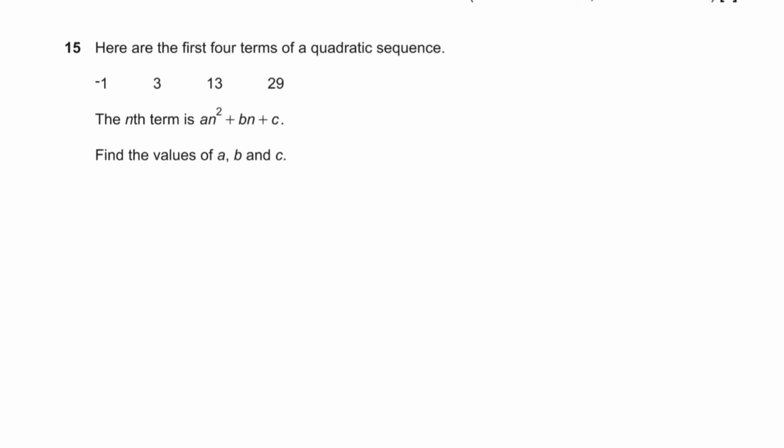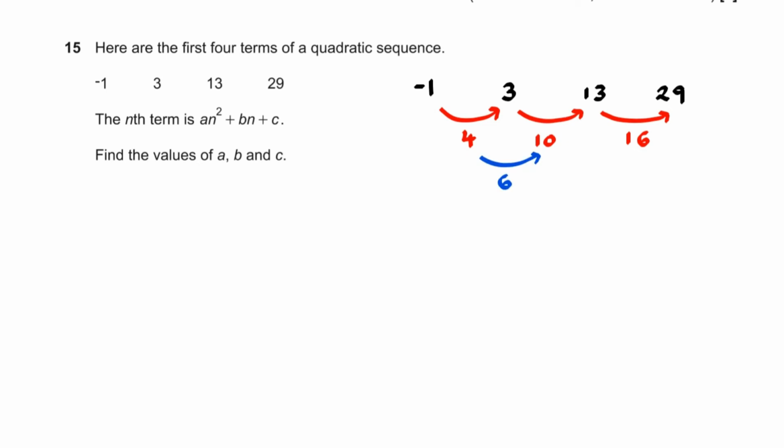Question number 15. Here are the first 4 terms of a quadratic sequence, minus 1, 3, 13 and 29. The nth term is an squared plus bn plus c. We have to find the values of a, b and c. First of all, here is the sequence. What we can do is find out the difference between each of the terms. Here we've got 4, here we've got 10, here we've got 16. Let's now find out the difference between these terms. Here the difference is 6, here the difference is also 6. So what we do with our second difference is we divide it by 2. So 6 divided by 2, that's 3.